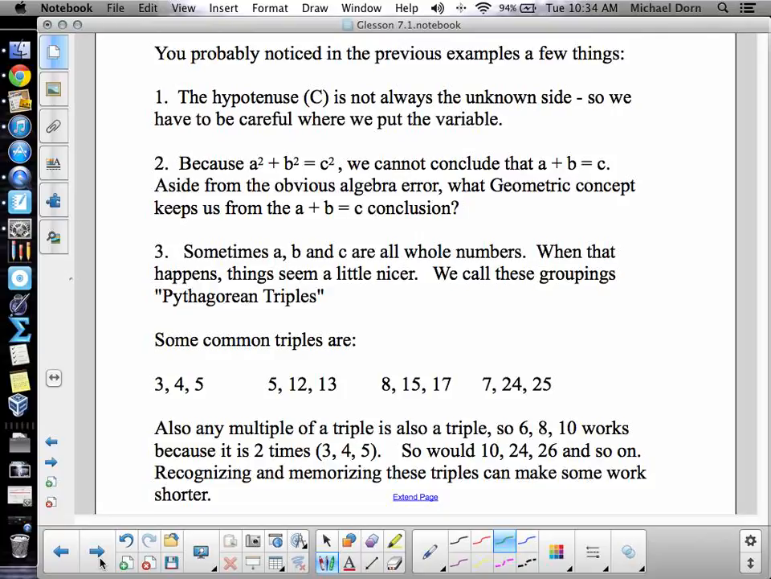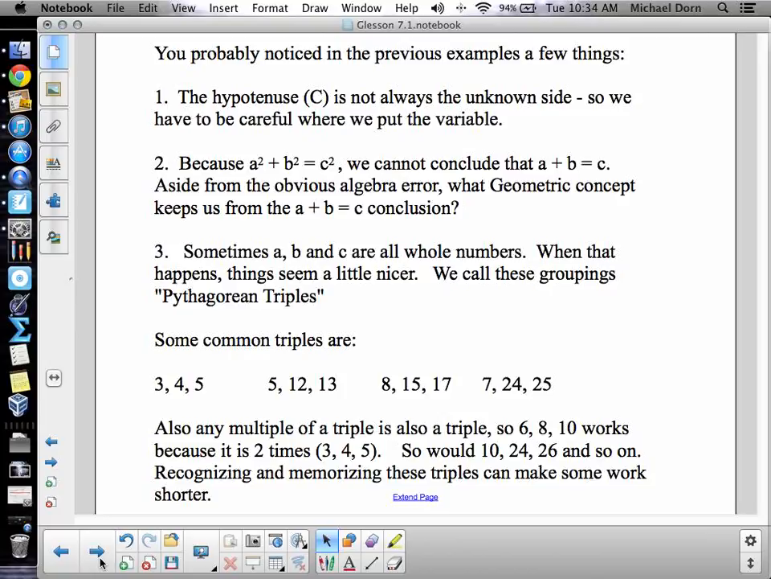Okay, again, some notes for you. Things that we notice. Number one, the hypotenuse C is not always the unknown side. We have to be careful where we put the variable. We have to be careful where we put our knowns and where the variable ends up.